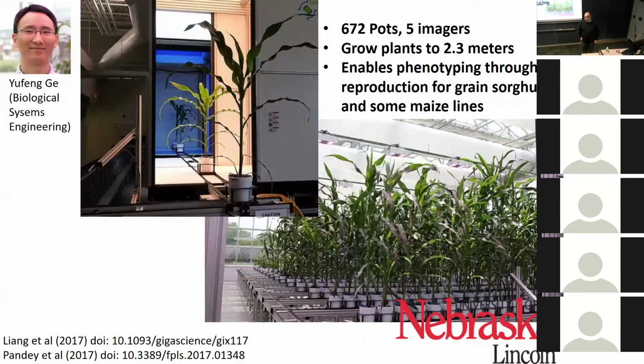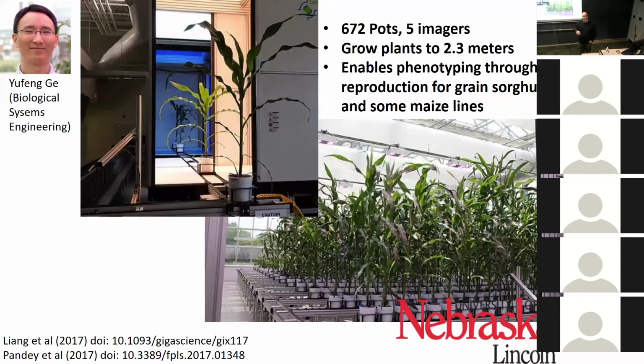So with this facility, we can grow plants up to about 2.3 meters and still move them through here and have them imaged with a series of cameras every day, collect weights and the specific amount of water being used by each plant in each day. So that's enough to grow grain-type sorghums all the way to maturity. It's enough to grow some, but not all, maize inbreds to maturity.